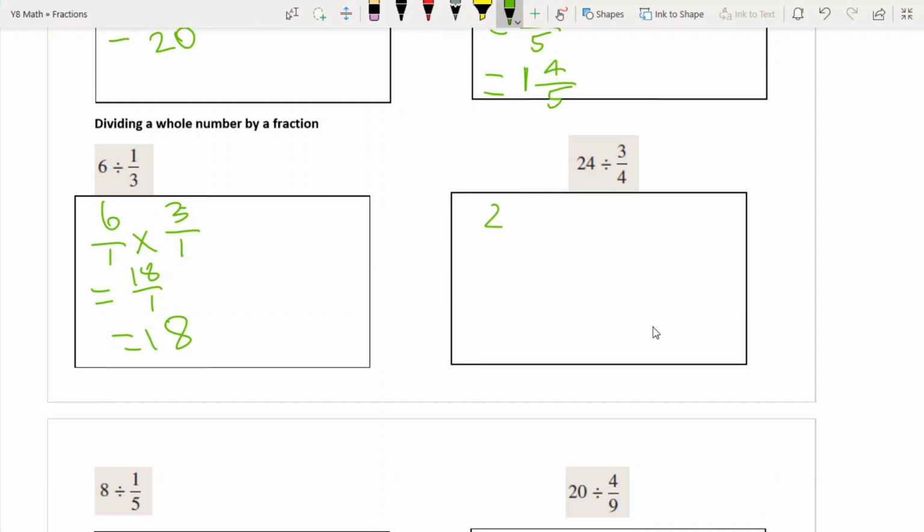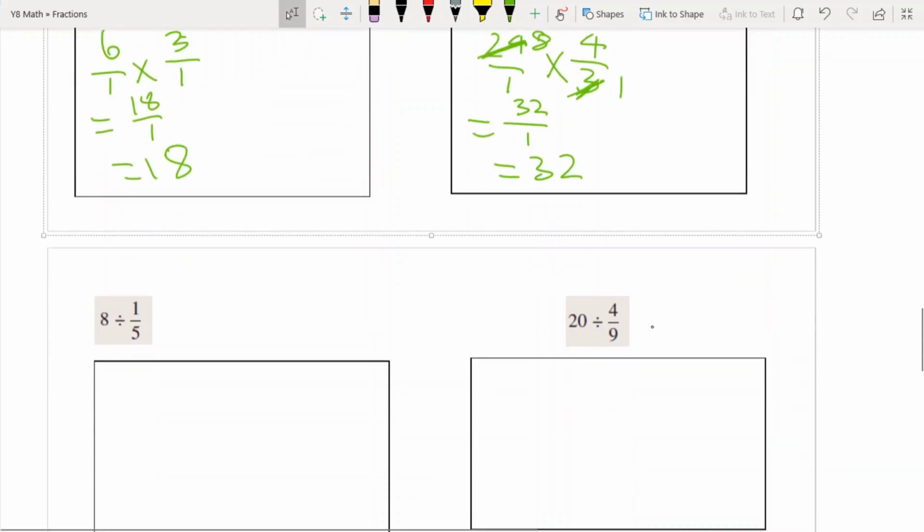Now let's try the next one. 24 over 1 times, flip that one, that gives us 4 over 3. Can we simplify anything? Yeah, we can simplify. 3 divided by 3 is 1, and 24 divided by 3 gives us 8. So our final answer would be 32 over 1, or simply 32.